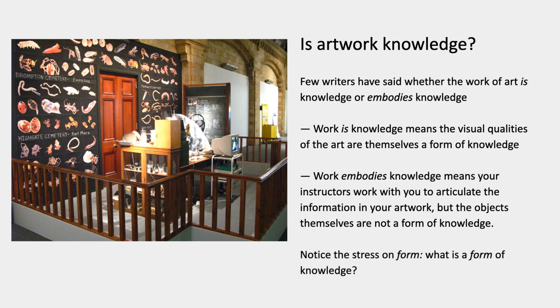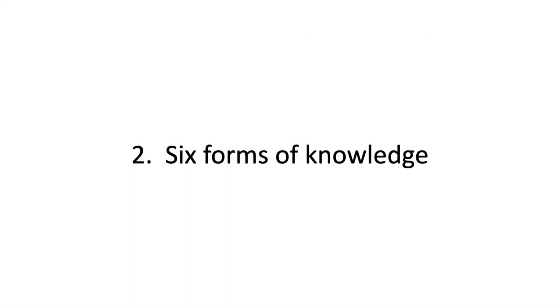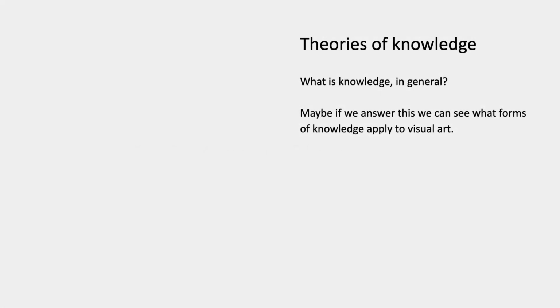Notice in both of these the stress on form. So the question then maybe is, what are the forms of knowledge? What are the different kinds of knowledge? I have 6 different kinds of knowledge here. There aren't really accepted lists of kinds or forms of knowledge, but these are 6 that I assembled because they are all ones that have been used to describe what happens in visual art.